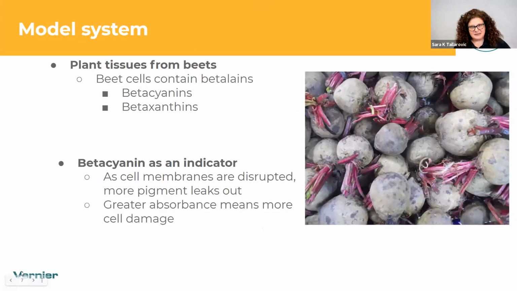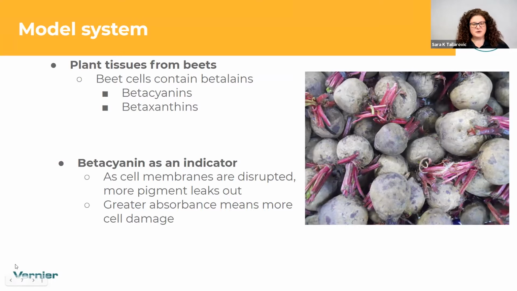So we are going to use, actually, Angie, if you would go to the next slide, we're going to use beets as a model system today. And the reason that we're going to do that is that beet cells contain pigments called betalains. And there are 2 main types. There are beta-cyanins, which tend to be in the red range in color, red to purple. And then also beta-xanthins. And beta-xanthins tend to be yellow in color through most of the pH range, or at least through the middle of the pH range.